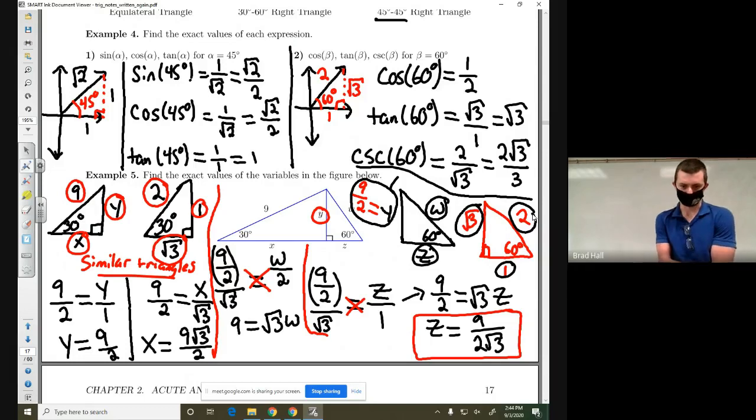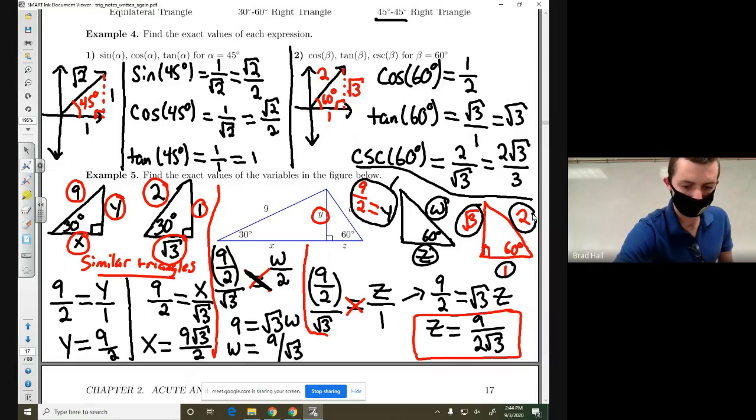I really have no more space on here. So 9/2 times 2, the 2's cancel and you just get 9. Then square root of 3 times w for the other one. That's 9 over square root of 3.